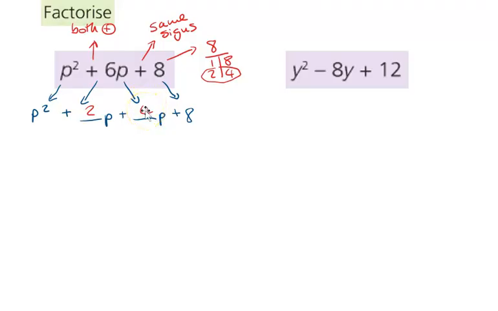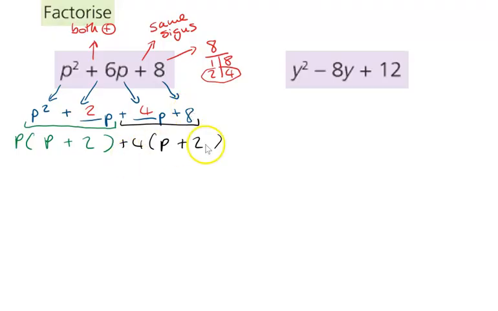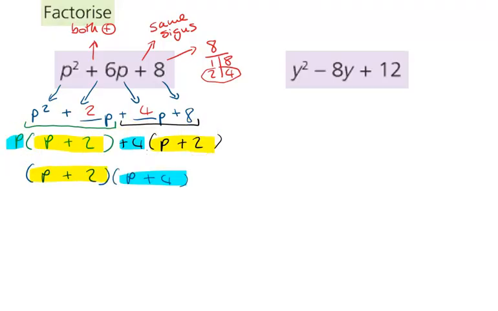So then I factorize the first 2, p squared plus 2p, and the highest common factor there is p. So p squared divided by p is p, and 2p divided by p is 2. I then factorize the right two terms, so 4p plus 8, and my highest common factor there is 4. And 4p divided by 4 is p, and 8 divided by 4 is 2. Now I notice that my brackets are the same, so p plus 2 is the first part of my answer, and then p plus 4 is the second part of my answer.